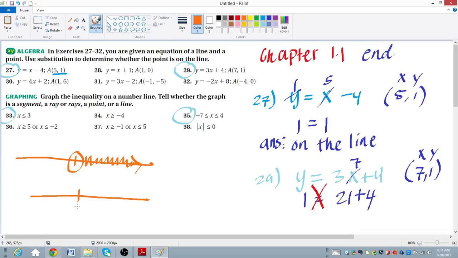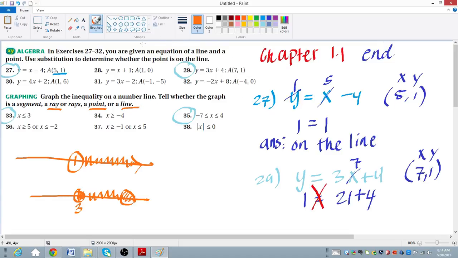Let's say you have a closed circle at 3, and it goes up to here, and then it stops right here. So this first one right here is a ray, and then this bottom one right here is a segment. So make sure when you graph it, you know what it looks like, and then you'll determine if it's a ray, a point, or a line.